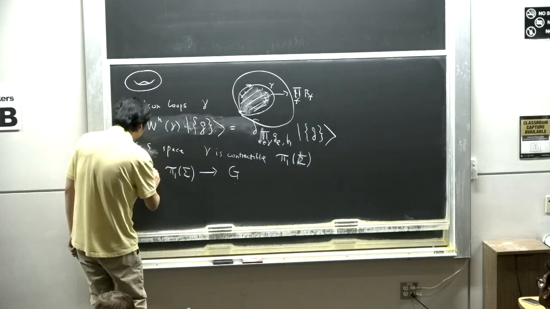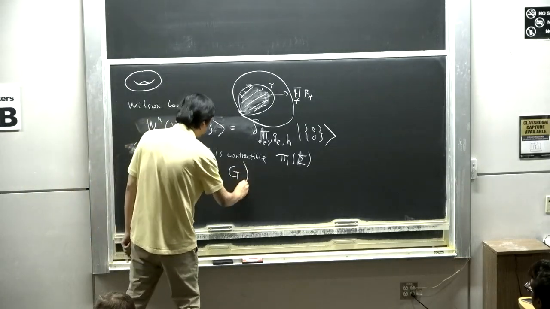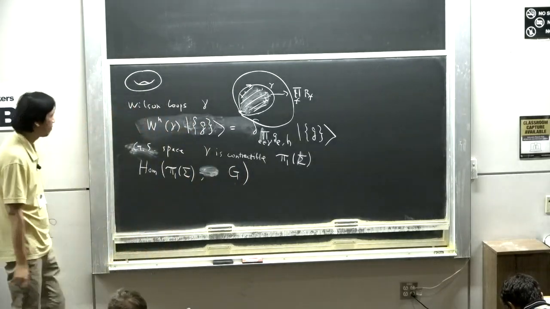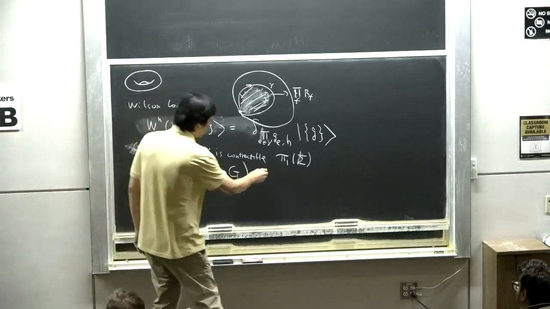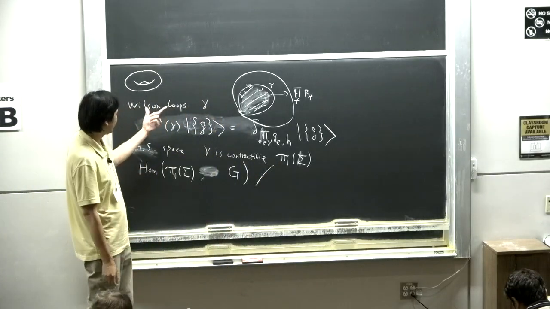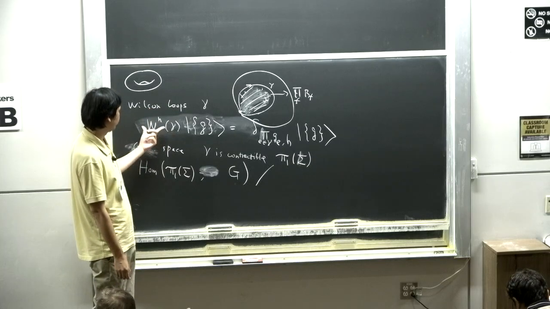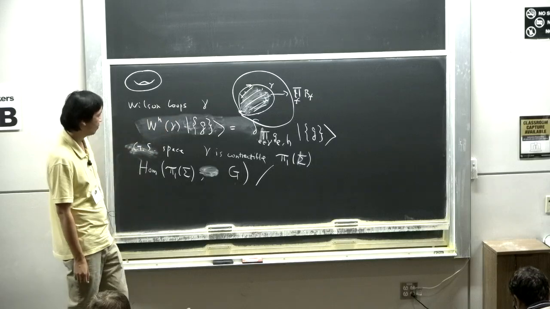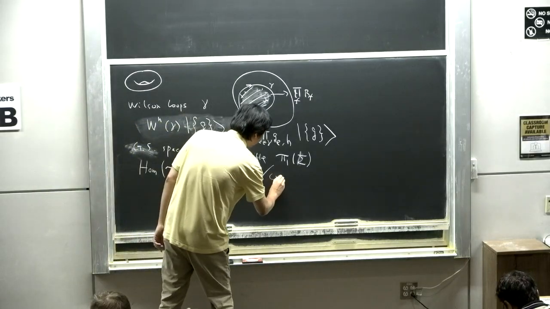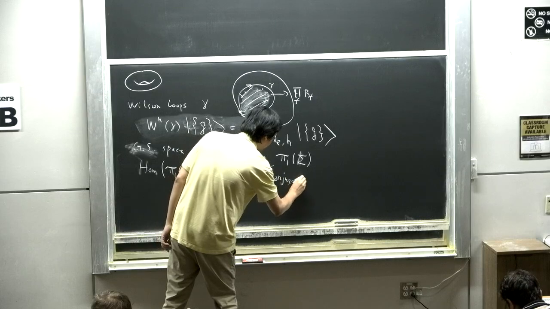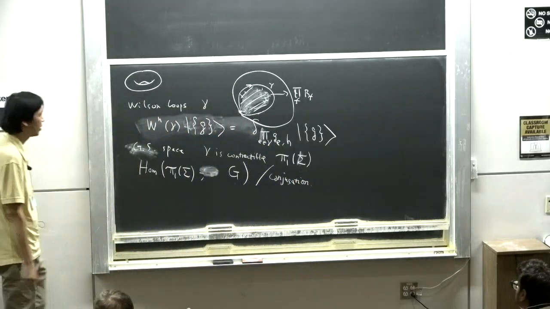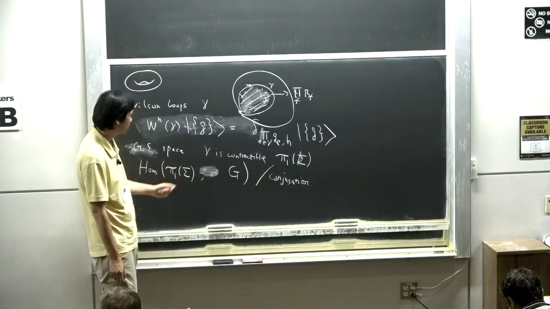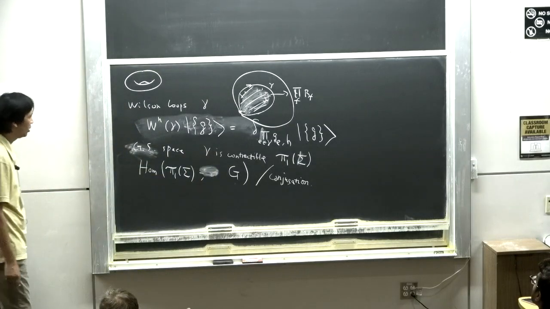So I'm just going to write this is a group homomorphism from pi 1 of the manifold to G. And then we'll have to quotient out the global gauge transformations, which will change the values of all of these Wilson loops by conjugation. Okay. Quotient out by global conjugation. And this is the state space, the Hilbert space of the TQFT of this G gauge theory.